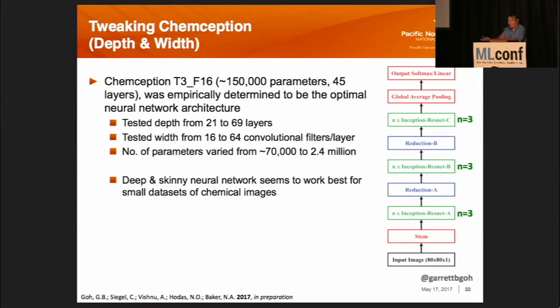Okay, so once we finally decided on the high-level architectural details, we then started to do a limited amount of optimization of the architecture. We tried successively increasing depths of Chemception as well as changing the widths. And empirically for our data, what we found was that a relatively deep network of about 45 layers, but relatively skinny, where we only had 16 convolutional filters per layer, was actually sufficient and provided the best optimal performance.